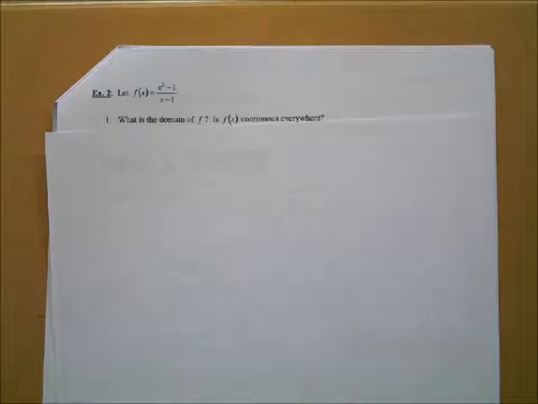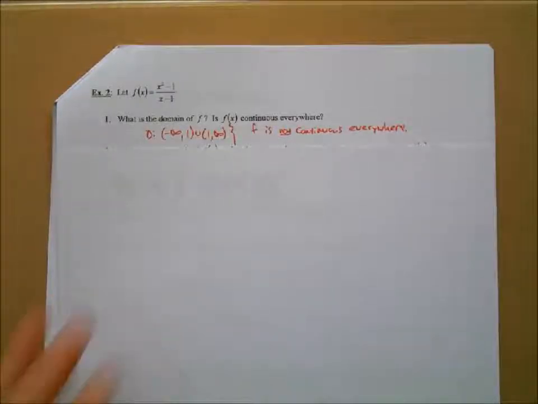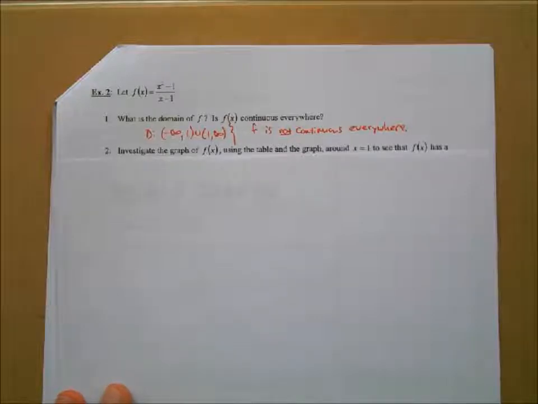Negative infinity to 1, union 1 to infinity. Is f continuous everywhere? No, right? It can't be. If we're excluding something from the domain, that means it's a discontinuity, right? Typically there. So there we go. Negative infinity to 1, union 1 to infinity. f is not continuous everywhere. Okay, I didn't say to explain that at all, so we can just go from there.